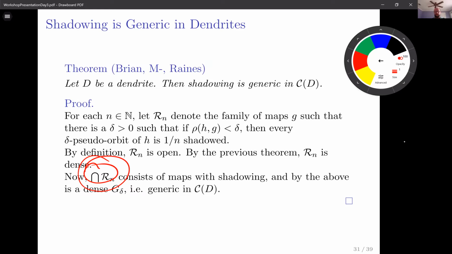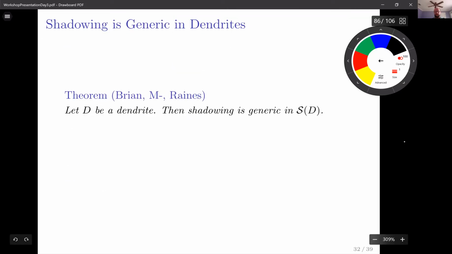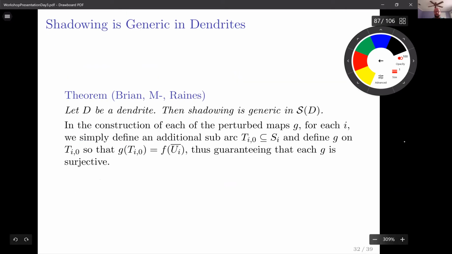All right, so we've got a few minutes left. Where can we go from here? Well, with a little bit of extra work, we can actually show that shadowing is generic in the surjections on the dendrite. There's really only one additional step, and that is to take those S_i's that we built.